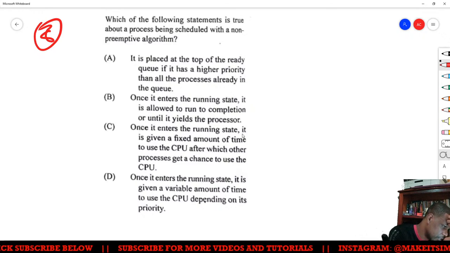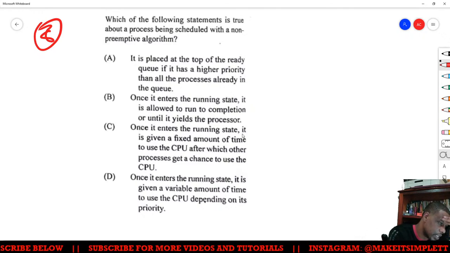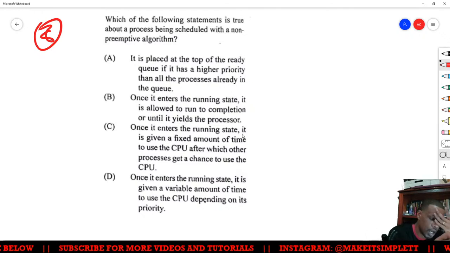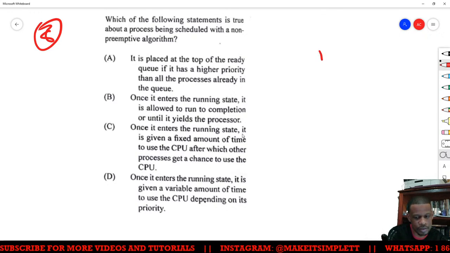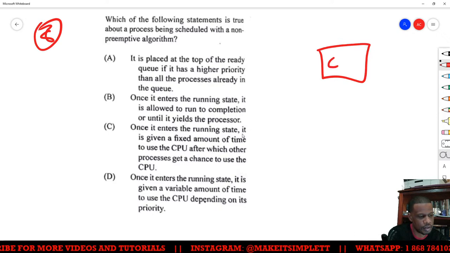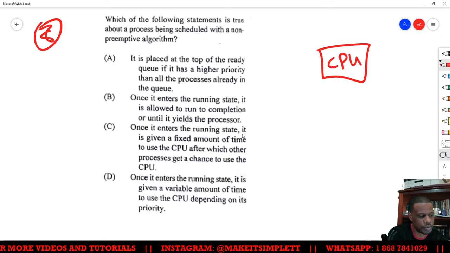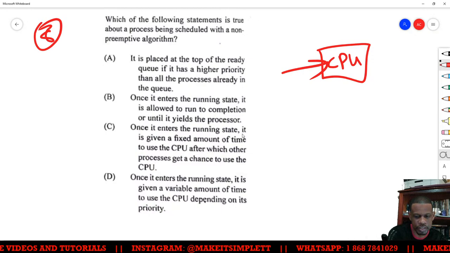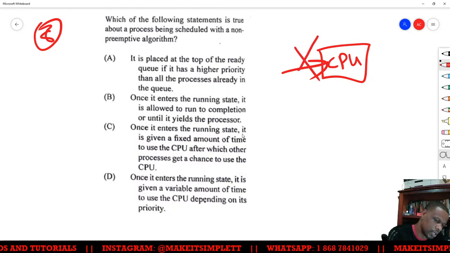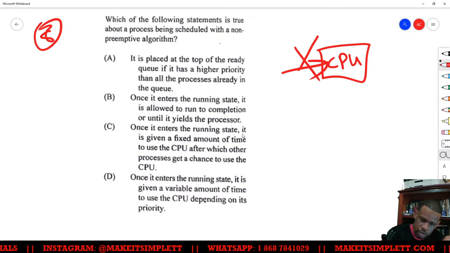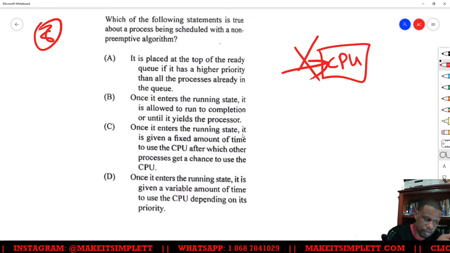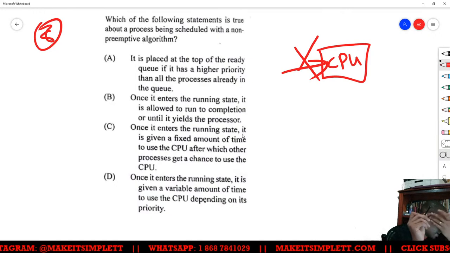Which of the following statements is true about a process being scheduled with a non-preemptive algorithm? Non-preemptive means that it can't just jump into the CPU and the CPU will be like, nope, you can't do that just so. Non-preemptive means that it has to wait.